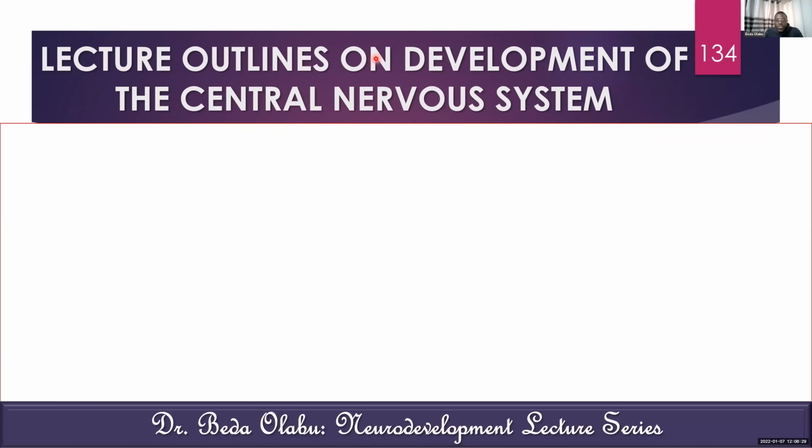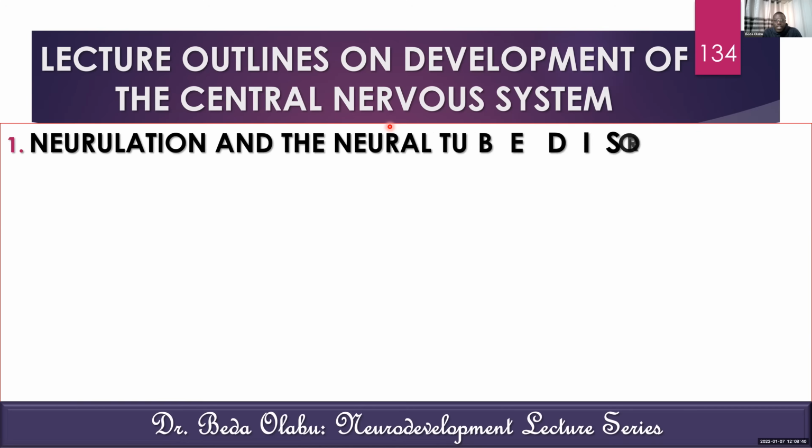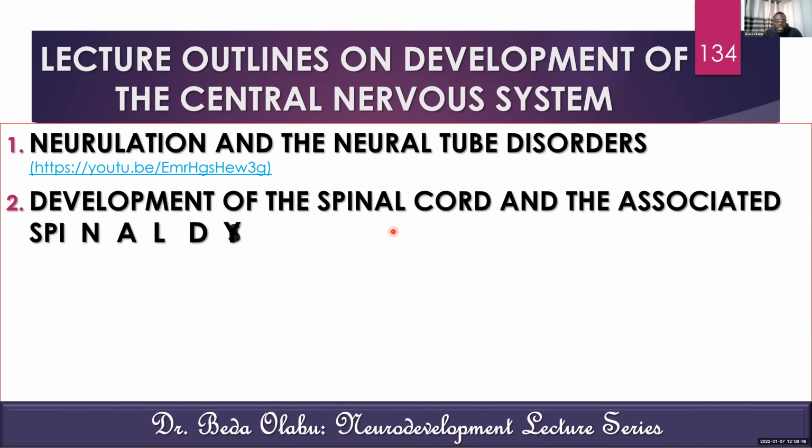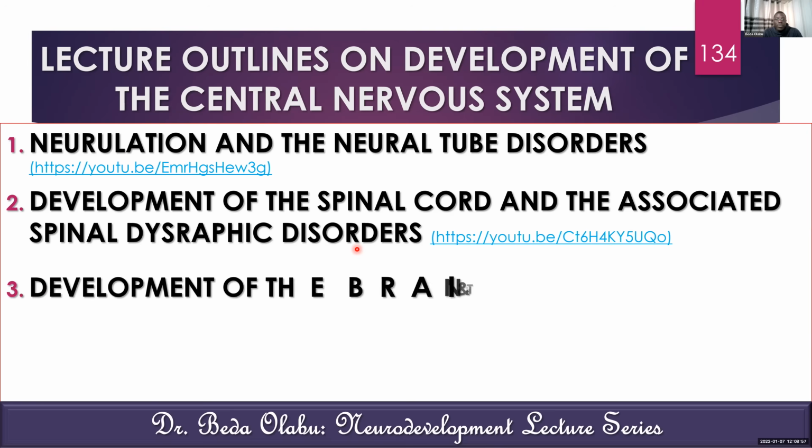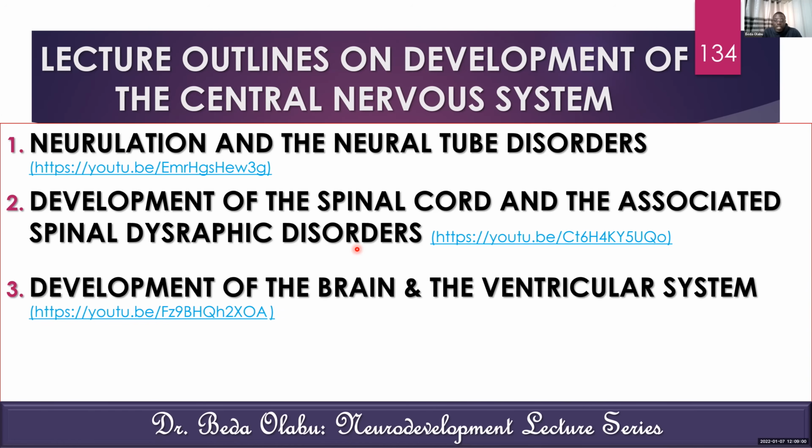orientation, I chose to divide the lecture series on development of the nervous system into 4 parts for the sake of easy delivery. In the first part, we looked at neurulation and neurotube disorders. In the second part, we looked at development of the spinal cord as well as spinal dystrophic disorders. In the third part, we looked at development of the brain and the ventricular system. So those 3 we have already done, and the recording links are as shown.